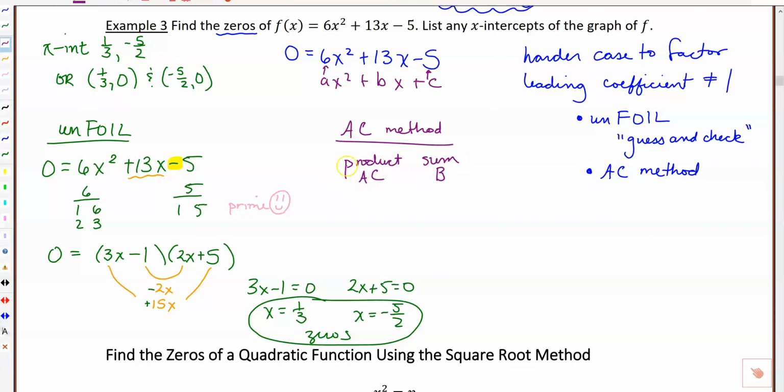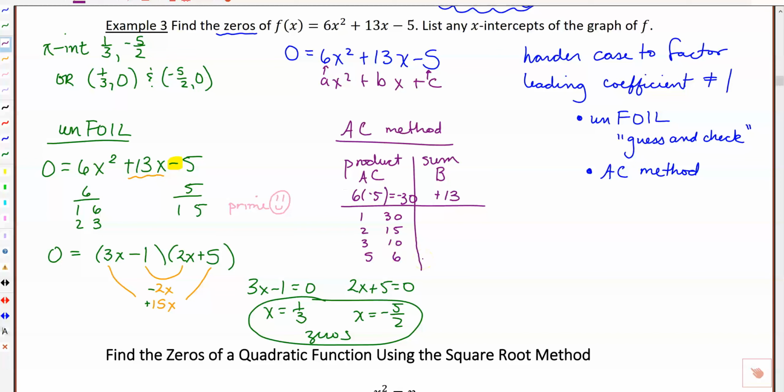All right, so for my product-sum chart then, let me move that down. So I'm going to be doing 6 times negative 5, which is negative 30, and my sum I want to be positive 13. All right, so let's go through and write down all the different ways I can build a negative 30. So it could be 1 and 30, 2 and 15, 3 and 10, 4 doesn't go into 30, 5 and 6, and now I've listed them all.